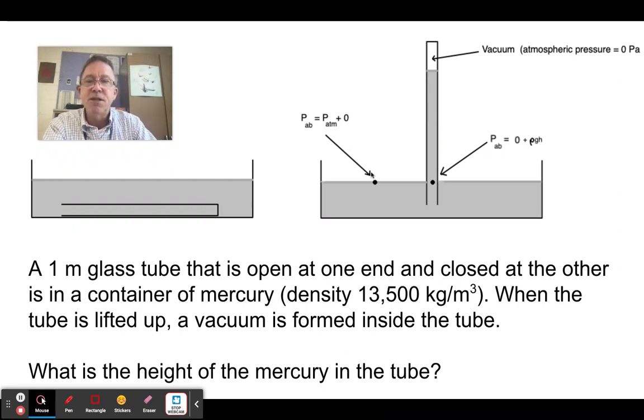So let's think about this. If I want to find the height of the mercury in the tube, here's what I've got to say: at this point here, I know that the absolute pressure is equal to atmospheric pressure plus hydrostatic, but hydrostatic is 0.